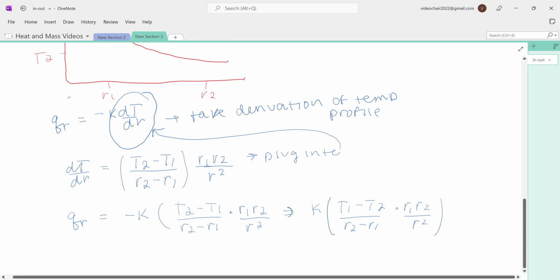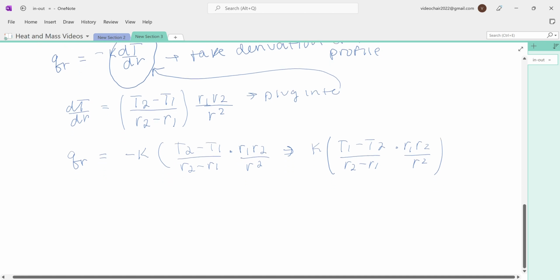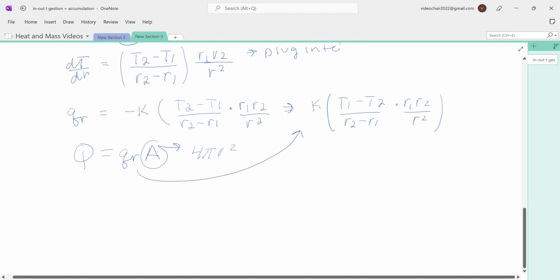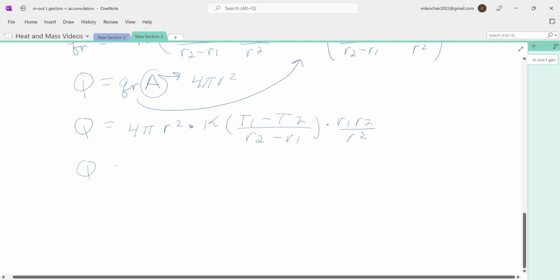So Q at any R, we want to find big Q, and big Q is equal to Q_r times the area. We already established that our area is 4 pi r squared, and our Q_r is this expression. So if we find big Q, we're going to get 4 pi r squared times K times T1 minus T2 over R2 minus R1 times R1 R2 over R squared. Canceling out like terms, we get Q is equal to 4 pi K times T1 minus T2 over R2 minus R1 times R1 R2.